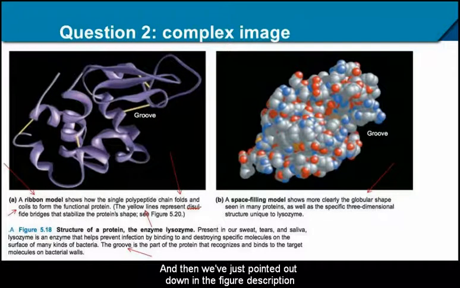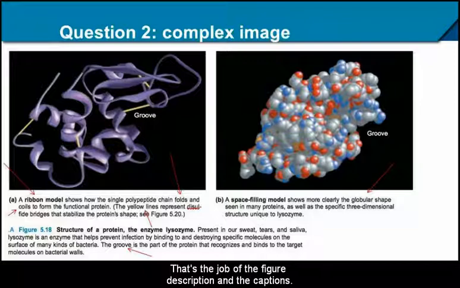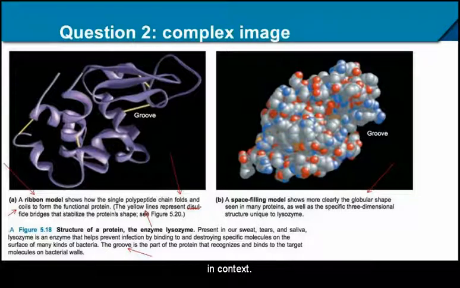And then we've just pointed out, down in the figure description, the word groove, which also appears in both images, so we have to mention that in the description too and say in context why it's important. We don't need to talk about function. That's the job of the figure description and the captions. The job of the alt text is to describe the pictures in context. So let's look at what we've come up with here.